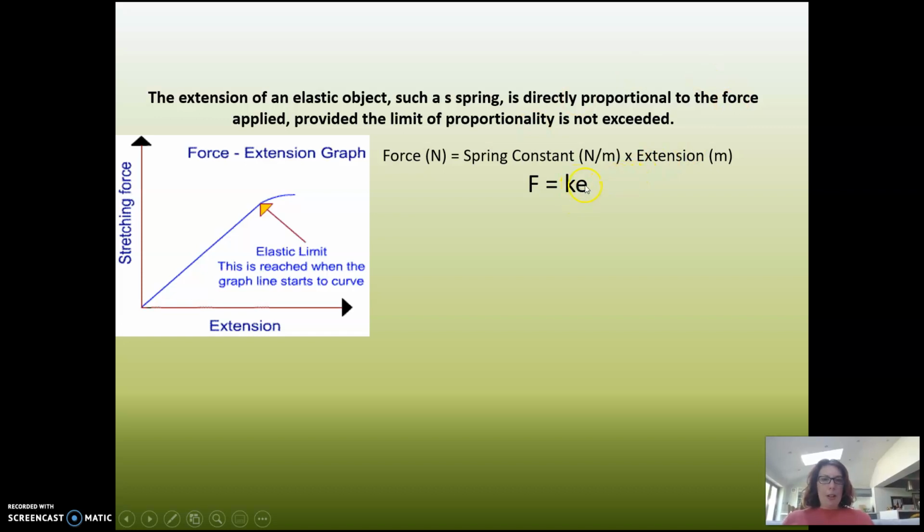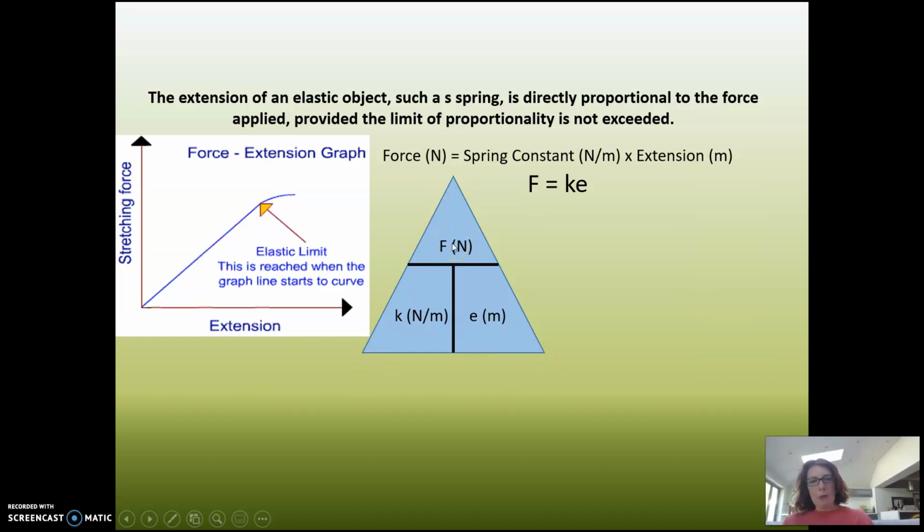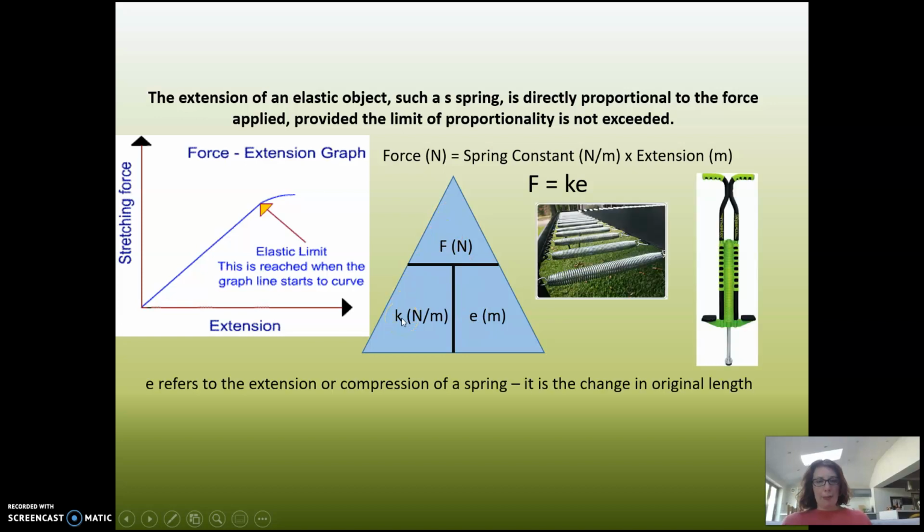And then you've got the term E for extension, measured in meters. You can do it in centimeters as well, but your force wouldn't then be in newtons. Here's a triangle. So if you use the triangle, if you wanted to find force, you'd cover the force up, okay, and then it would be K times E. If you wanted to find K, it would be F divided by E. If you wanted to find E, the extension, it would be F divided by K.